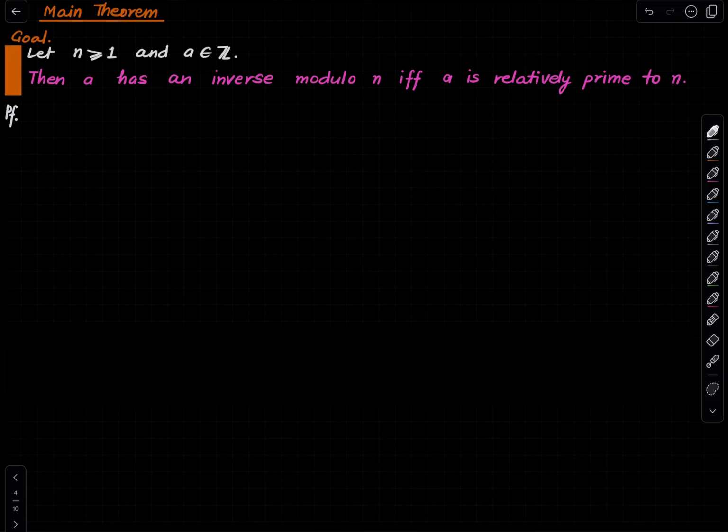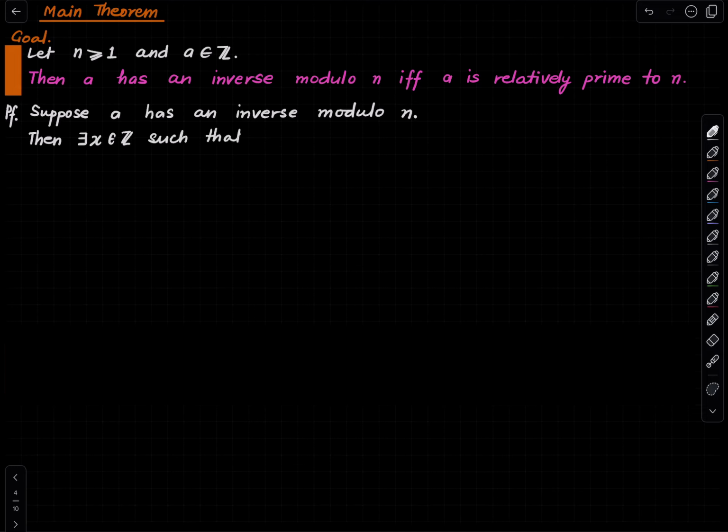So suppose a has an inverse modulo n. Then we want to show that a and n are relatively prime. So then there is an integer x such that this congruence holds, right? But what is this congruence? Let's unravel the definition of a congruence.